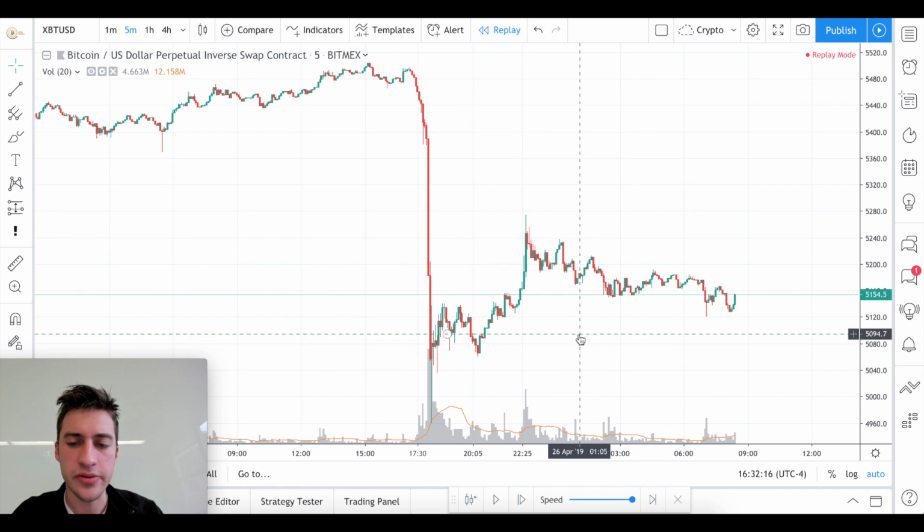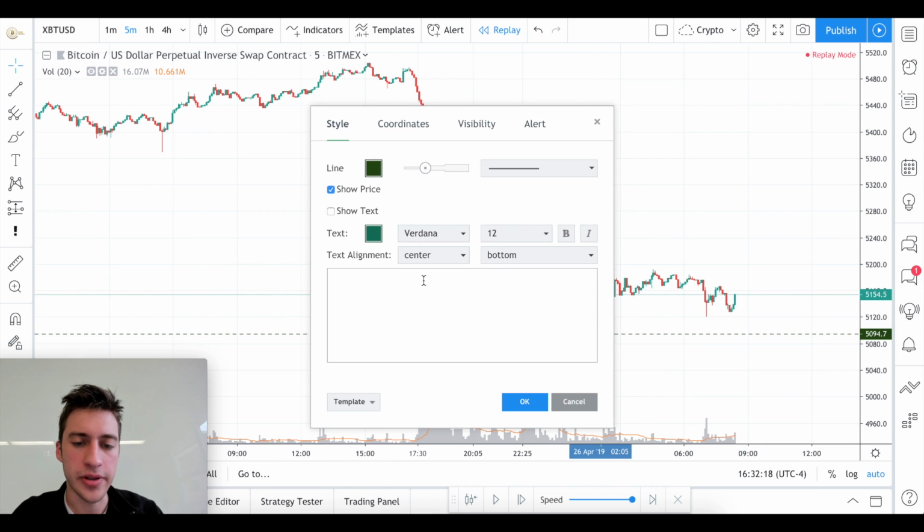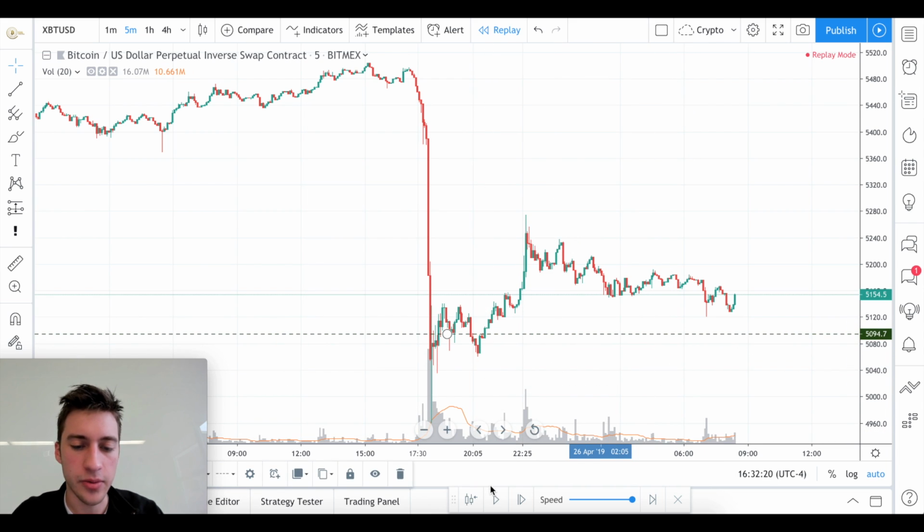Awesome. That is a terrible color. Let's make that a little bit darker green, please. Okay, thank you. Now it's basically black, but whatever.